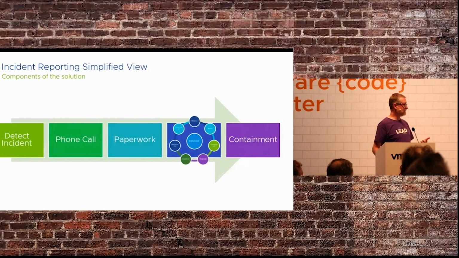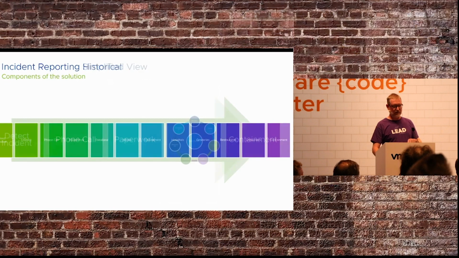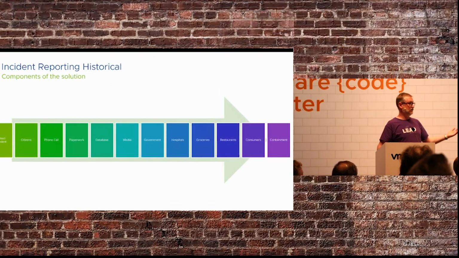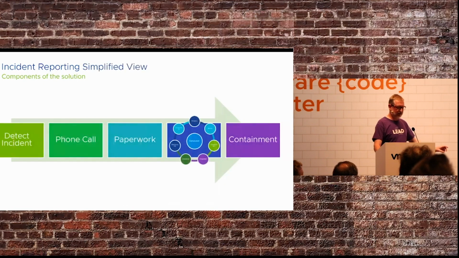If any one of these people fails to get the note that our food has a problem in it, then the whole system fails. All right. This is sort of a simplified view. We have here a database. So we have detected the incident, somebody's called it in, there's some paperwork that got filed, and then the food incident goes into a database, and we call that contained. That's what the system looks like today.